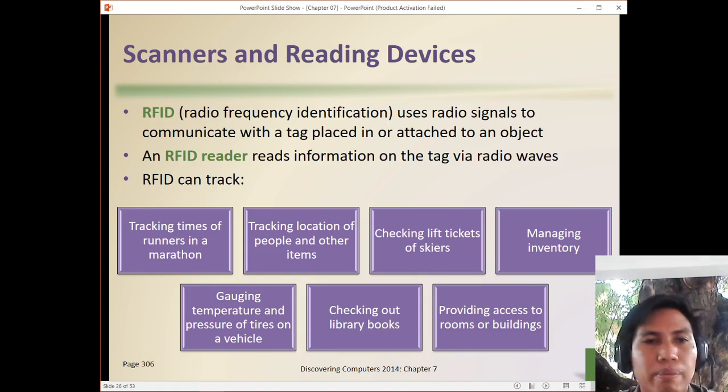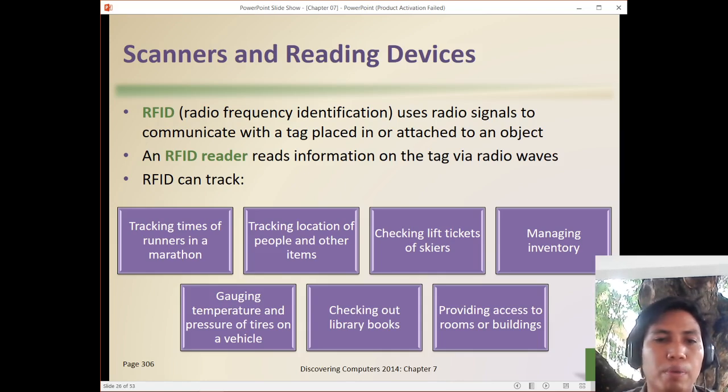So we also have the RFID or the radio frequency identification. It uses radio signals to communicate with a tag placed in or attached to an object. A device that is used to read RFID is an RFID reader. Usually an RFID is used for tracking times of runners in a marathon. It tracks the location of people and other items.